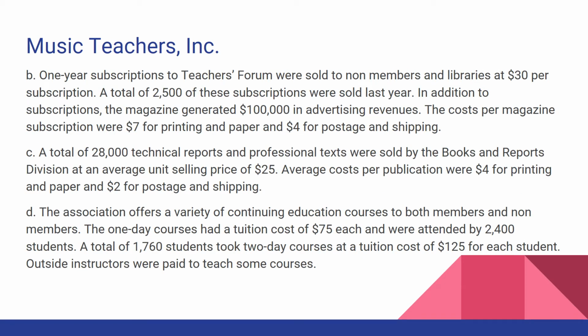Here it tells us that 1-year subscriptions to the journal were sold to non-members and libraries at $30 per subscription. 2,500 of these subscriptions were sold. $100,000 in advertising revenue was taken in. Costs were $7 for printing and paper and $4 for postage and shipping per magazine subscription. 28,000 technical reports and professional texts were sold by the books and reports division at $25 per report, with $4 for printing and paper and $2 for postage and shipping as the average cost per publication.